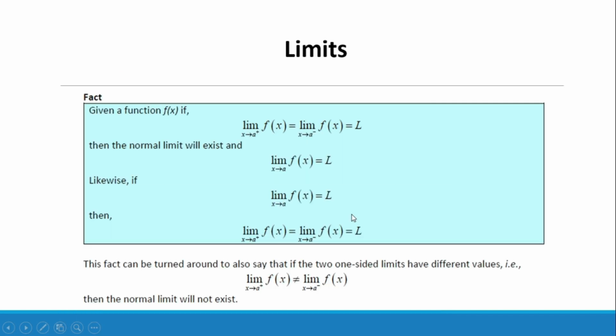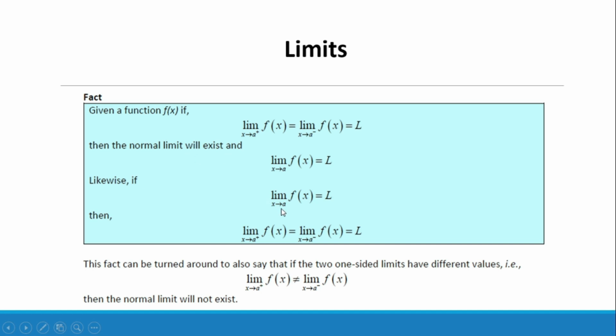Facts about limits. Given a function f(x), if the limit as x approaches a positive of f(x) is equal to the limit as x approaches a negative of f(x) is equal to L, it means that the right-handed limit and the left-handed limit have the same value, which is equivalent to L. Then the normal limit will exist.